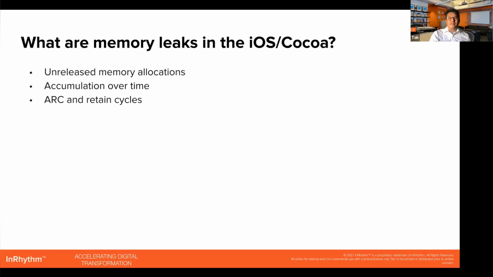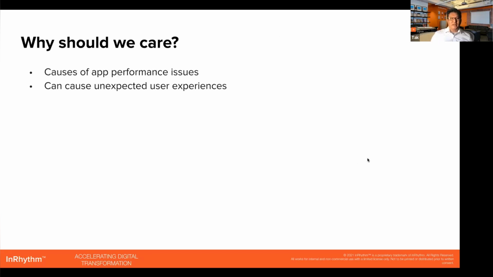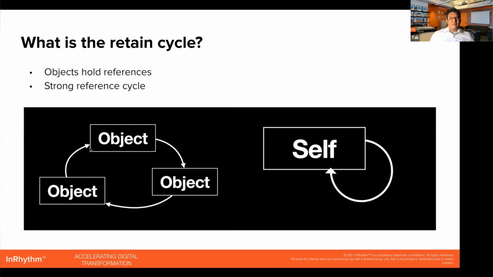One common issue is the retain cycle. A retain cycle is a situation when objects hold strong references to each other, preventing them from being deallocated by the automatic reference counting mechanism. As a result, memory allocated with these objects is not being released, leading to a memory leak.